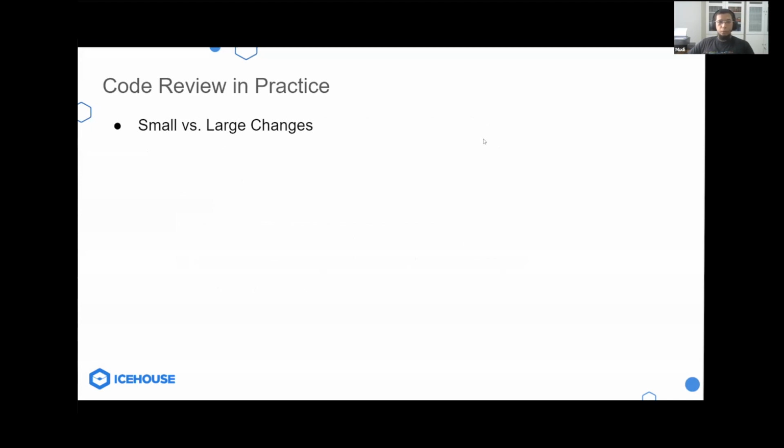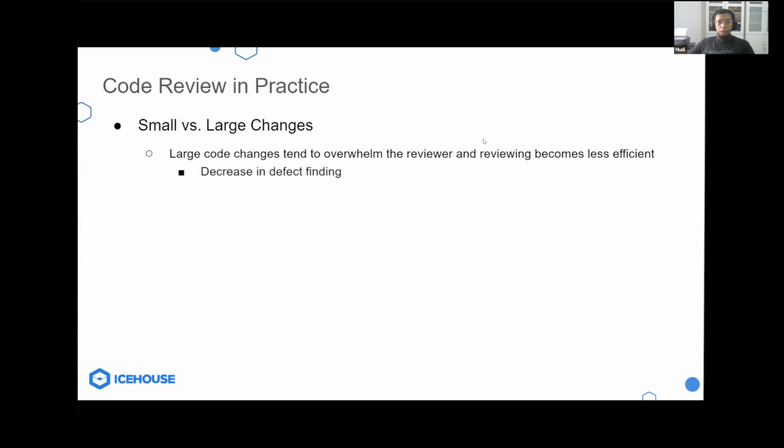As I've mentioned before, reading other people's code is hard, especially large code changes. Large code changes tend to overwhelm the reviewer, and reviewing becomes less efficient since a person can only process so much information at once. As a result, large code changes may cause a decrease in defect finding, taking too much time to review and a more stressful experience for the reviewers.